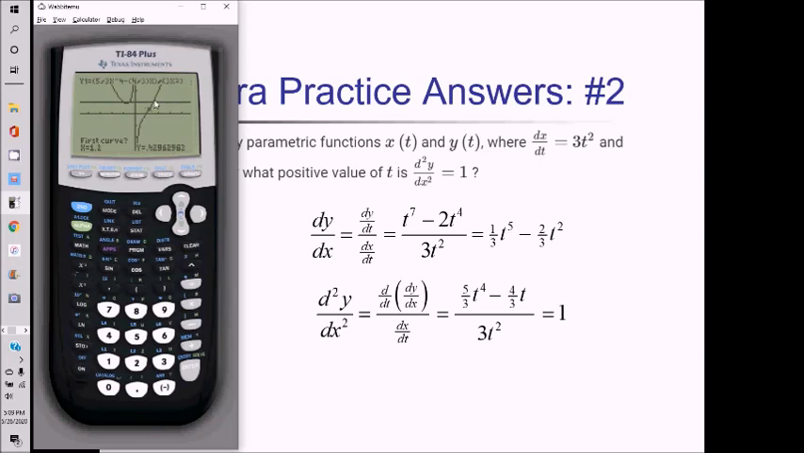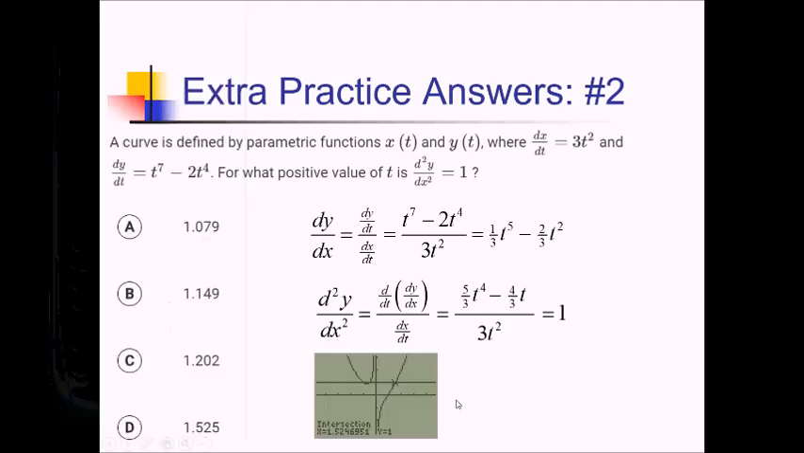There we go. And then just press enter 1, 2, 3 times to get 1.525 if I round that off. There we go. So that's going to end up being answer choice D.